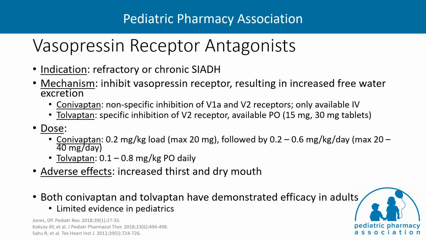Conivaptan dosing can be considered as a 0.2 milligram per kilogram load with a max of 20 milligrams, followed by an infusion of 0.2 to 0.6 milligrams per kilogram per day, or a max of 20 to 40 milligrams per day. Tolvaptan can be dosed between 0.1 and 0.8 milligrams per kilogram by mouth daily. It's recommended to likely start on the lower end of this dosing regimen and adjust as needed. Both Conivaptan and Tolvaptan have demonstrated efficacy in adults. However, there is limited evidence in pediatrics.